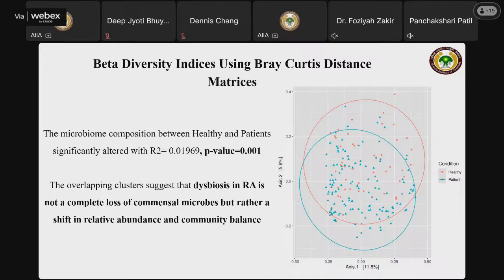The overlapping of clusters suggests that dysbiosis in RA is not a complete loss of commensal microbes, but rather a shift in the relative abundance and community balance. So there was some kind of balance which was achieved after the intervention, which we could systematically see in the analysis of diversity at a different rate, and the dysbiosis was very much evident in RA cases too.